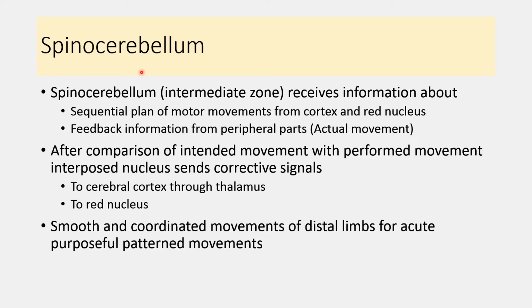So the spinocerebellum receives information about the intended motor plan and the actual movement that is occurring in the body, and it compares the motor plan with the actual movement, and it sends corrective signals to the cerebral cortex through the thalamus and to the red nucleus. So the spinocerebellum is helpful in the smooth and coordinated movements of the distal limbs for acute purposeful pattern movements.